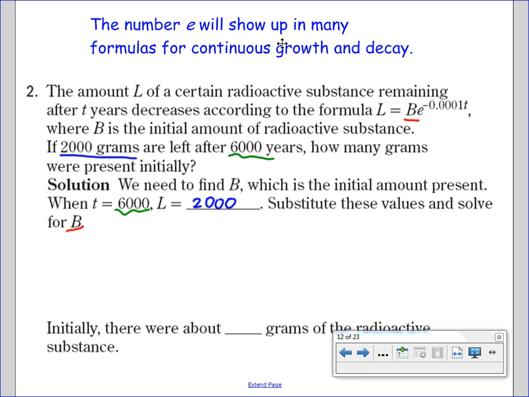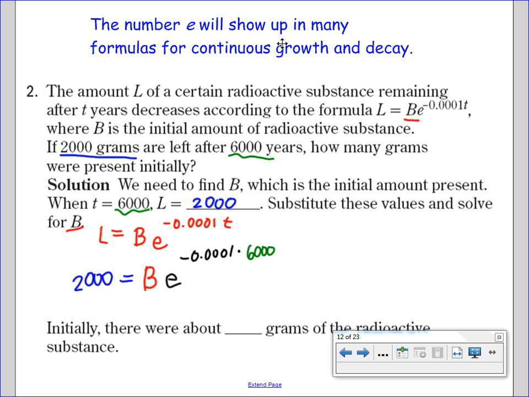All right, guys, so let's go ahead and rewrite my original. L equals B times e to the negative 0.0001 T, but let's substitute in our values. Plugging in 2,000 for L, don't know for B, e to the, and t is 6,000. So how do we do it? We rewrite our original, but everywhere we see an L, we put 2,000 for the amount left, after 6,000 years for t, and then we're going to solve for B.